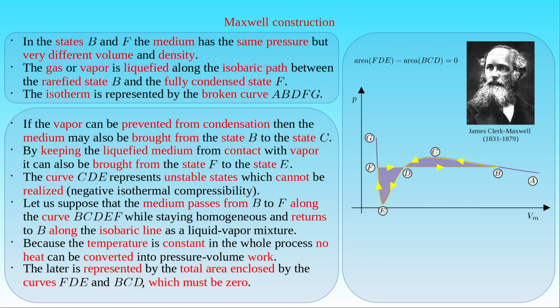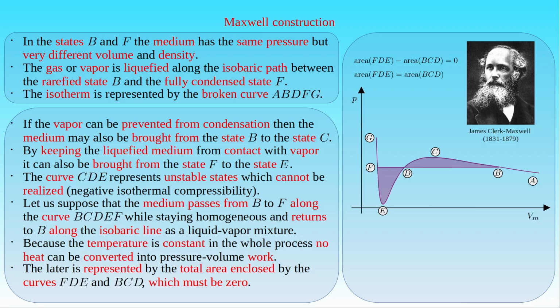This tells us that the areas of the closed curves F, D, E, and B, C, D must be the same, and the Maxwell construction applies it as a criterion to determine the boundaries of the phase transitions represented by the states B and F on the isotherms of a van der Waals gas. By identifying these points, a part of the isotherm between the points B and F, including the unstable branch between the points C and D, can be replaced by the isobaric horizontal line connecting the points B and F.